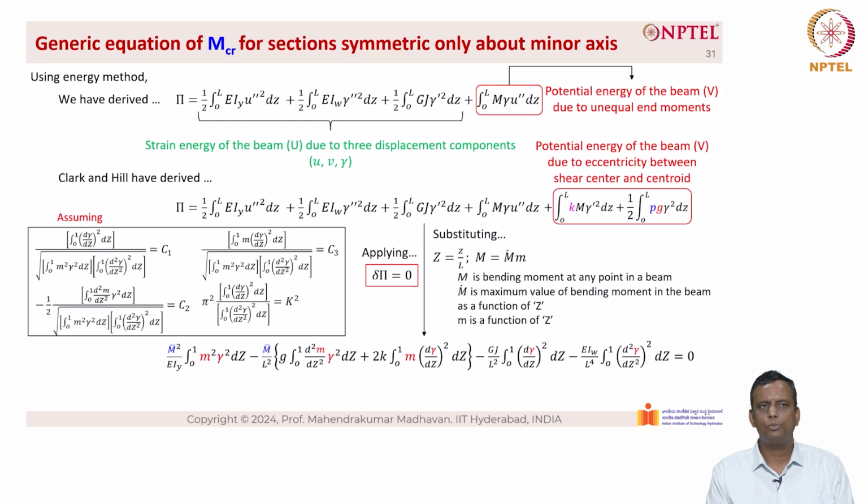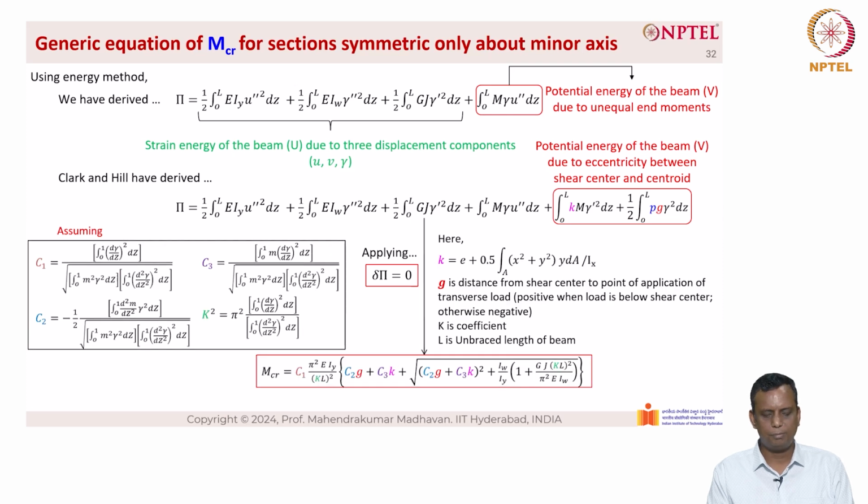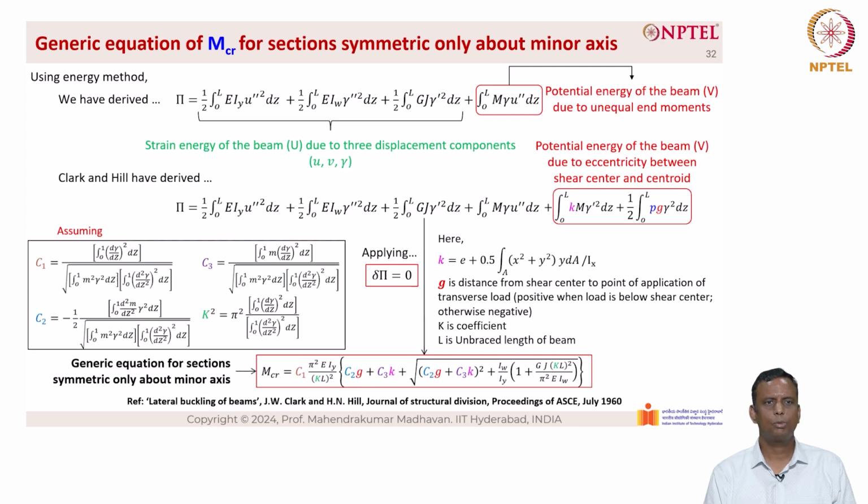And when we assume certain functions C1, C2 and C3, we can simplify this equation much further, as you can see from here. We are also considering approximations for the terms u, gamma and M and solving for M bar equal to M critical. We have the simplified form of M critical equal to C1 into pi square EIY divided by KL the whole square into C2g plus C3K plus root of C2g plus C3K the whole square plus IW by IY into 1 plus GJ KL whole square divided by pi square EIW bracket close. So this is a generic equation for sections symmetric only about the minor axis, as you can see here.